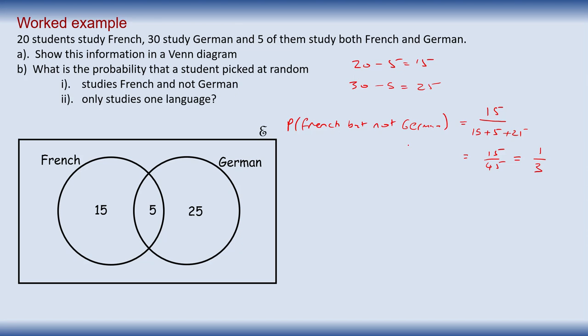So probability of French but not German is a third, and then I can do the probability then, only studies one language.